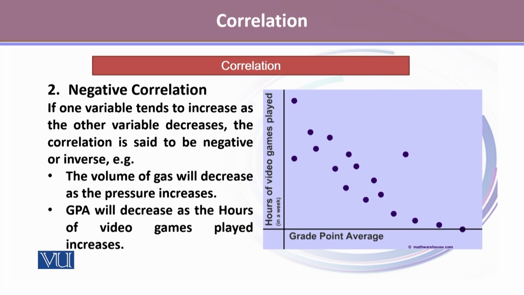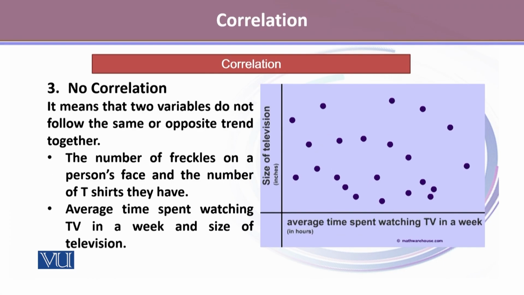Correlation can be negative, where with the increase in the grade point average, there's a decrease in hours of video games played, or vice versa. So here in this graph, if one variable tends to increase as the other variable decreases, the correlation is said to be negative or inverse. And thirdly, if there's no specific pattern visible from the scatter plot, it means that two variables do not follow the same or opposite trends together, which refers to no correlation.